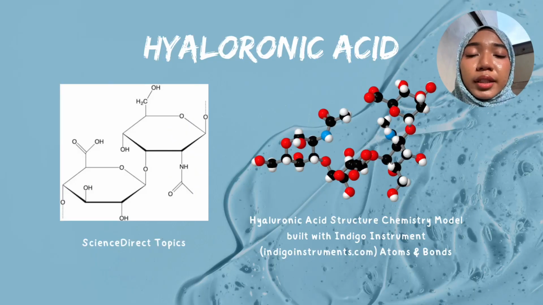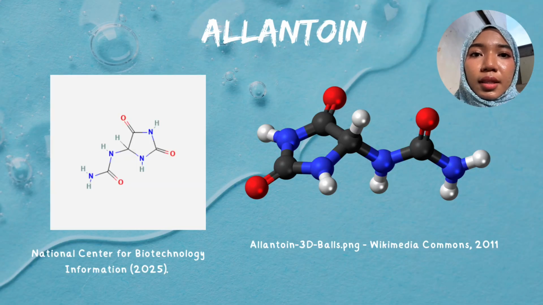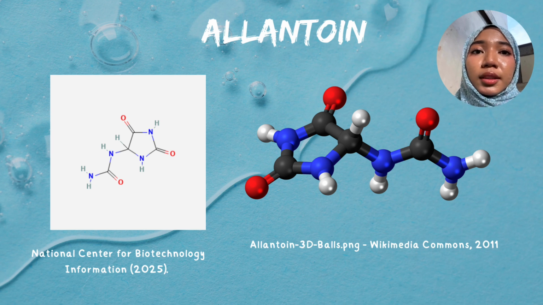These are the 2D and 3D structure of hyaluronic acid. Hyaluronic acid is known as humectant with high capacity to retain water and serve to moisture to the skin. This is the 2D and 3D structure for allantoin. Allantoin is a natural substance that promotes cell growth and are used in cosmetic and wound care products. It also plays a major role in enhancing fibroblast activity and reducing oxidative stress.